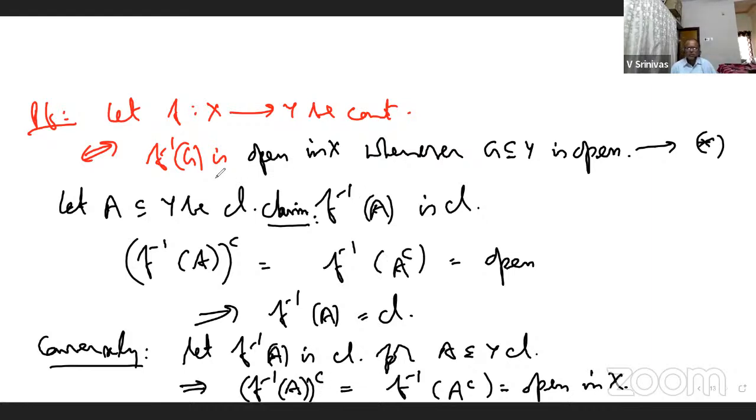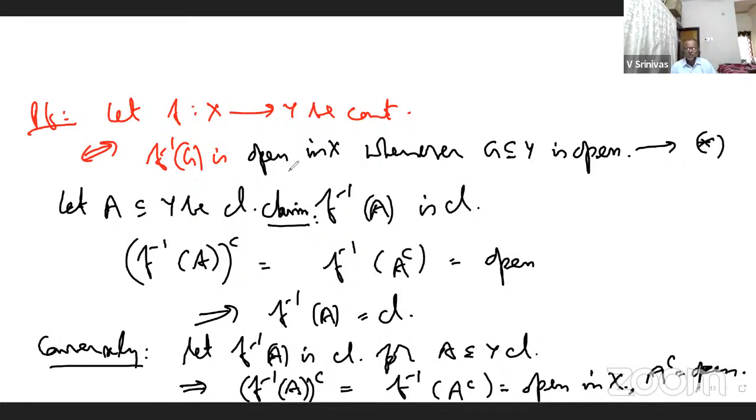Now you use this property. If a set is open in X, now F inverse of A complement is open. So A complement will be open in Y, because A is closed, so A complement is open. So we have F inverse of A complement is open for A complement open. So we'll use this property. And A is arbitrary, A is closed, so A complement open will be arbitrary.